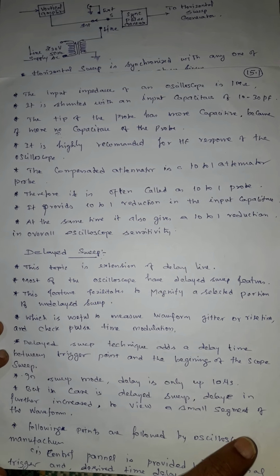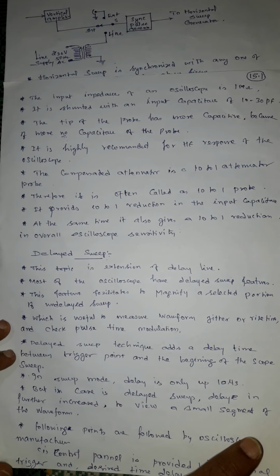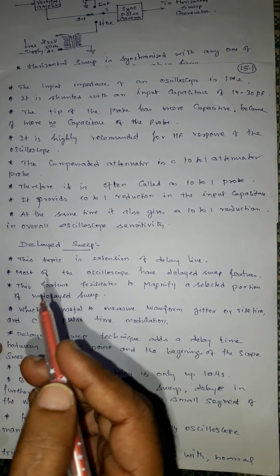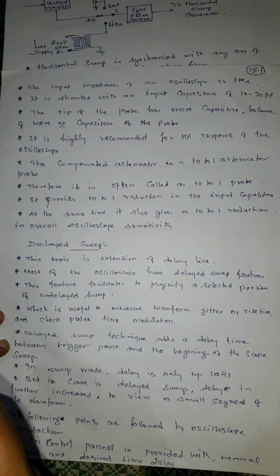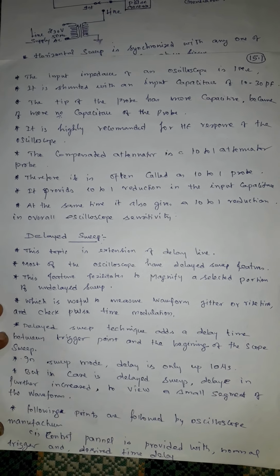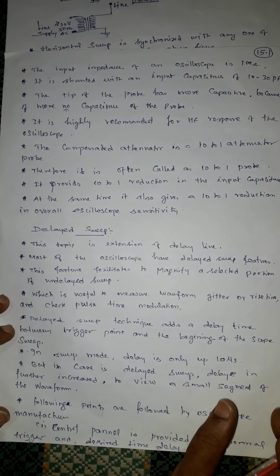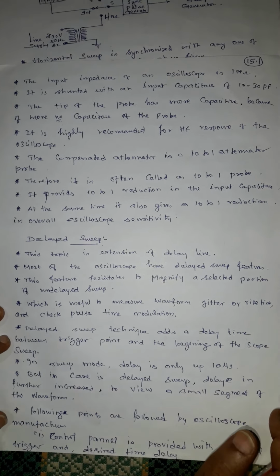The compensated attenuator is also called a 10 to 1 probe because the attenuation ratio is 10 to 1. It provides a 10 to 1 reduction in the input capacitance. At the same time, it also gives a 10 to 1 reduction in overall oscilloscope sensitivity. Sensitivity is also reduced in the 10 to 1 ratio. That's all.